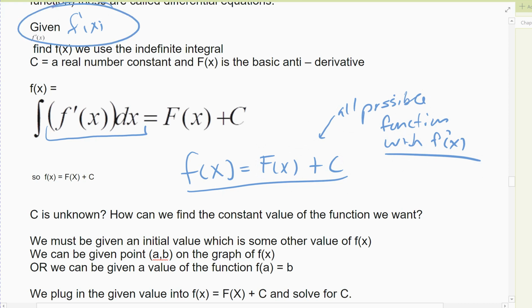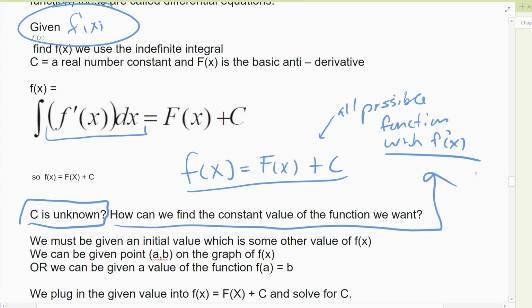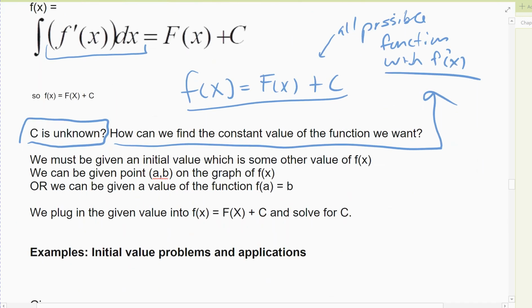When we're doing these applications, we want a specific one. We want one of the infinitely many possibilities. In order to do that, we have to figure out what that unknown constant is. How do we figure out the constant value so that we get the specific, unique, original function to go with our information? Well, we have to be given one more piece of information to do that. We have to be given what's called an initial value. Some point on my original function.